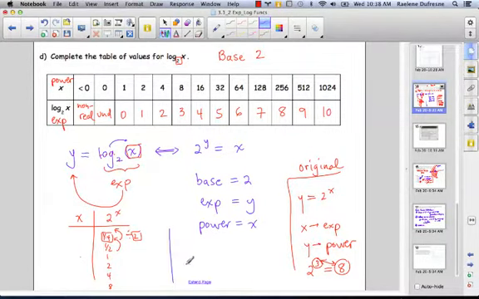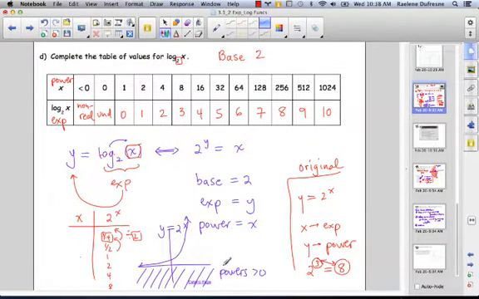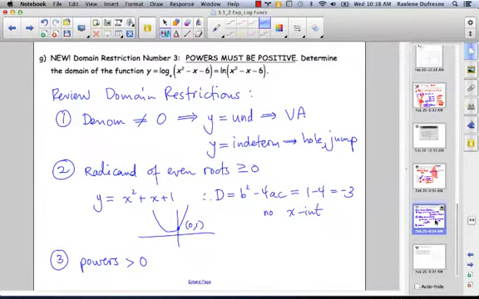And we see that if we look at the basic y equals 2 to the x graph, y is the set of powers, and y does not lie on or below the x-axis. So powers must be positive. Powers, which is the set of y values. Okay, so powers must be positive, then we could take a look at this function and determine the domain.